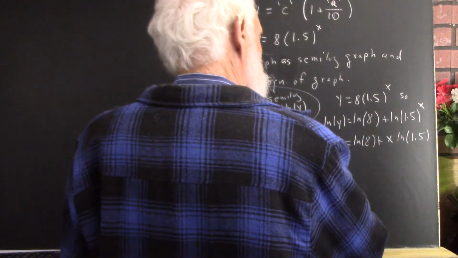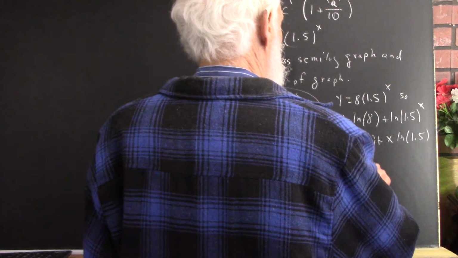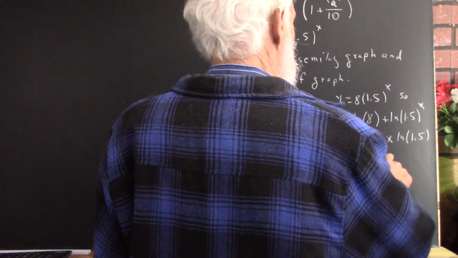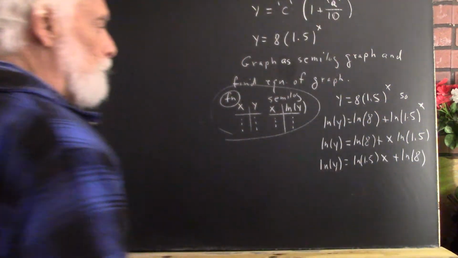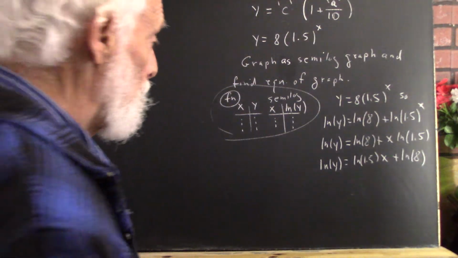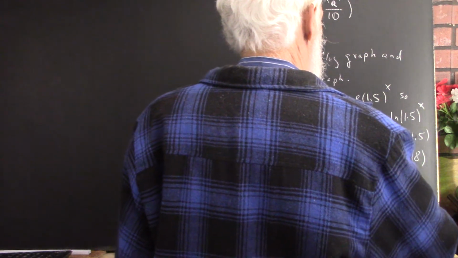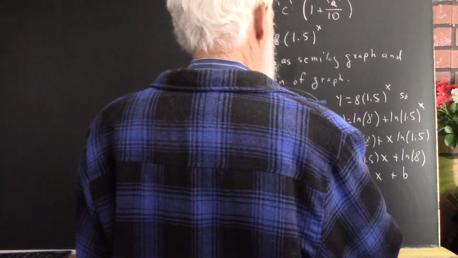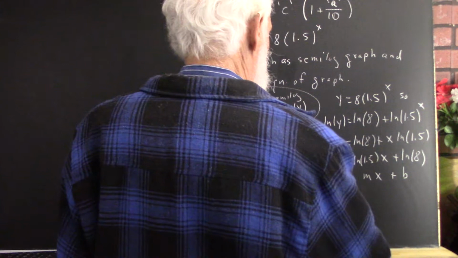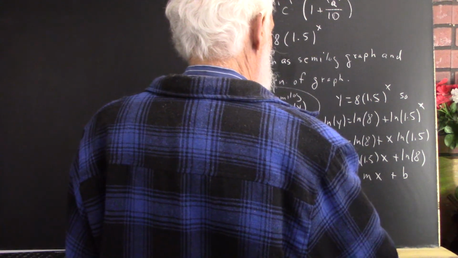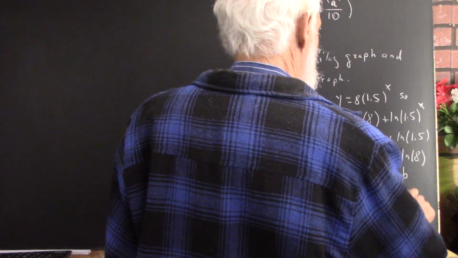Now, just to make sure we really understand what this is telling you, this is then natural log of 1.5 times x plus the natural log of 8. Well, this is mx plus b, where m equals the natural log of 1.5 and b equals the natural log of 8.